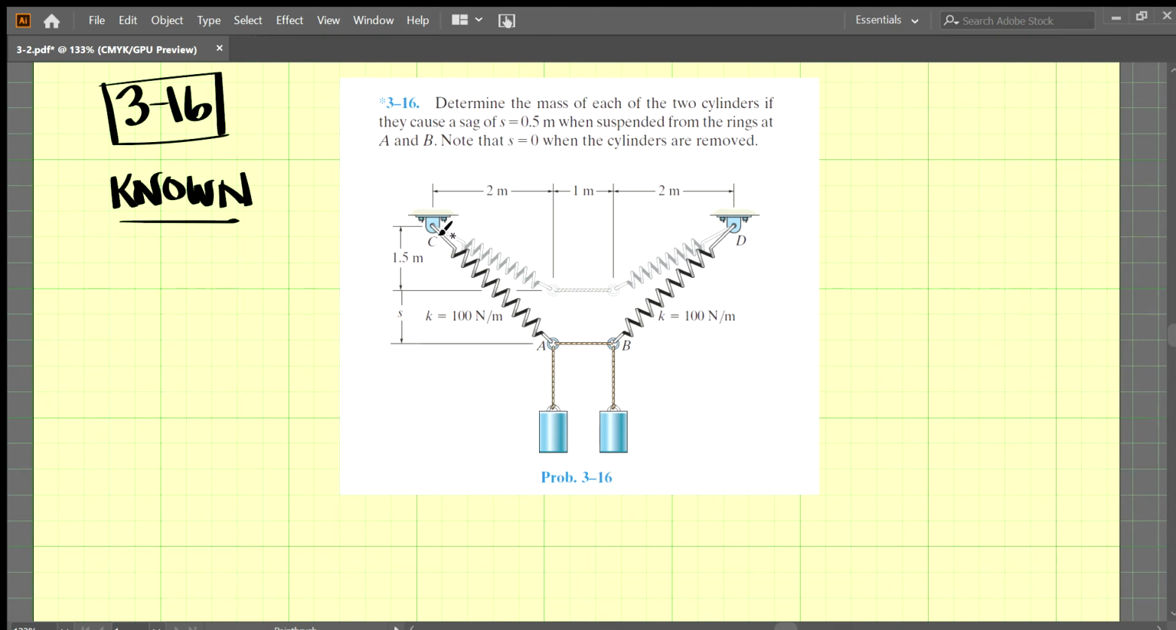So we're given the original configuration of these springs in this configuration. And then we add the mass of these two cylinders at the bottom, and its final position in equilibrium is hanging down like this. So what we need to find to figure out the mass in these cylinders, what we're trying to find is the mass of the cylinder.